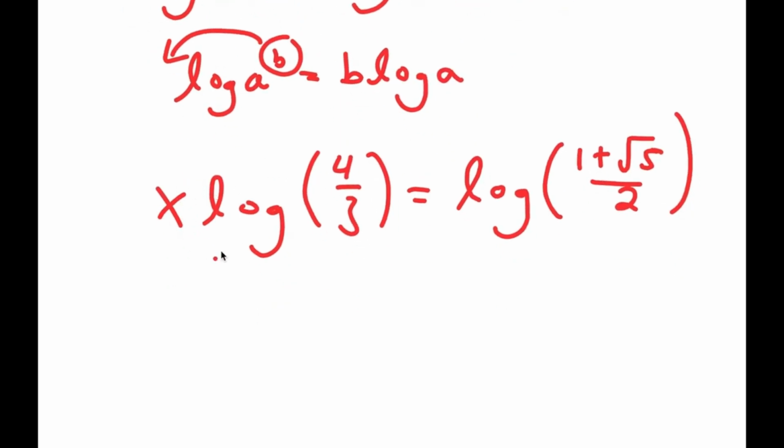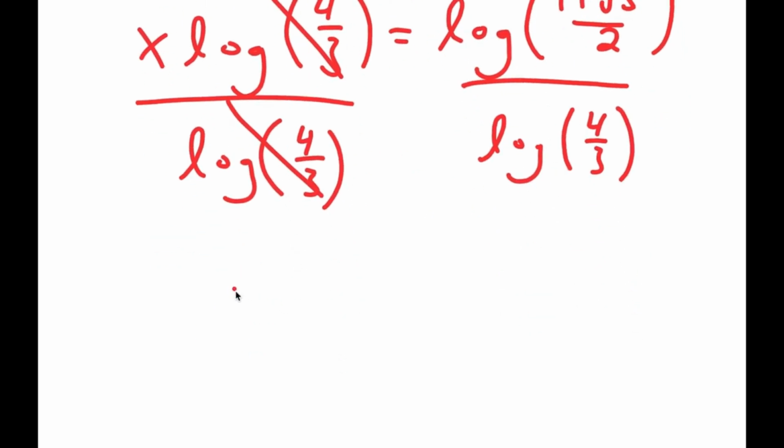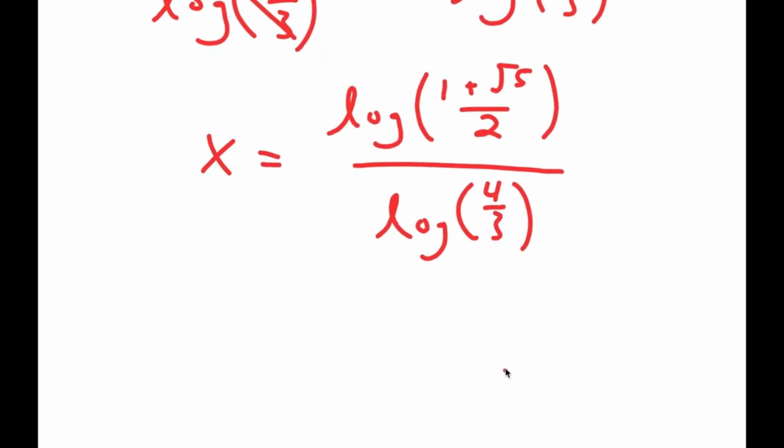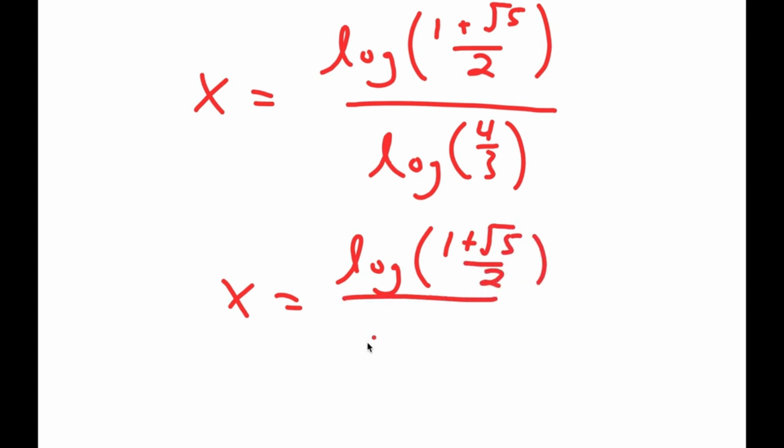So now that x is a term, we can isolate it by dividing both sides by log (4/3). When these two cancel out, I get x is equal to log of (1 + √5)/2 over log (4/3). And log (4/3), I can rewrite that as log 4 minus log 3.